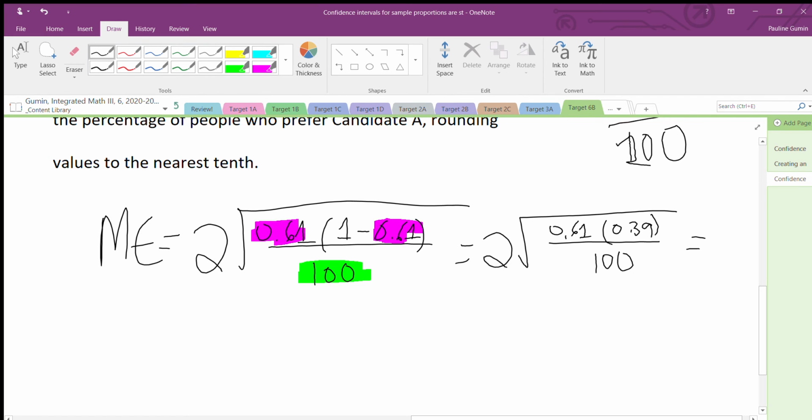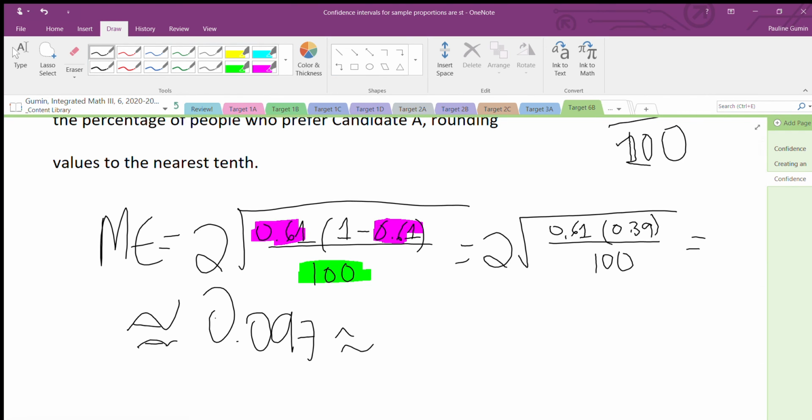At this point, I plug this into my calculator and I get 0.097, which I then round to the nearest tenth. Let's do 0.1. Okay, beautiful.